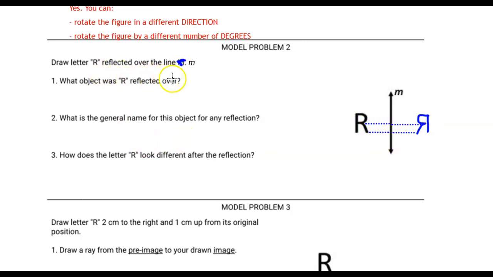Now, what object was R reflected over? We talked about line M. Keep in mind that line M is called an axis of reflection. And in fact, any reflection is going to have that axis of reflection, a straight line over which you reflect the pre-image to make an image.